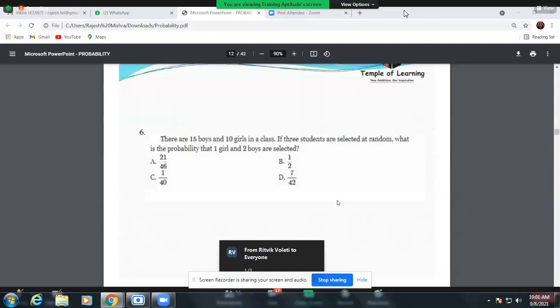All right, next question. There are 15 boys and 10 girls in a class. If three students are selected at random, what is the probability that one girl and 2 boys are selected?